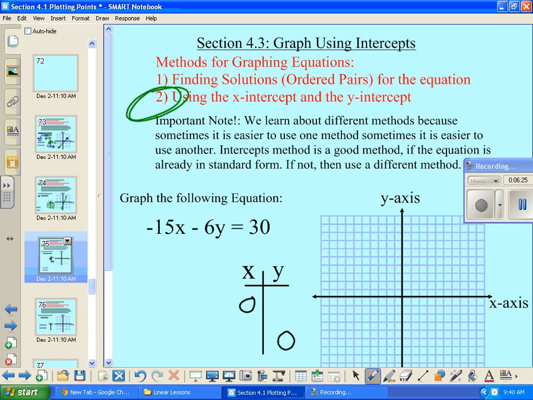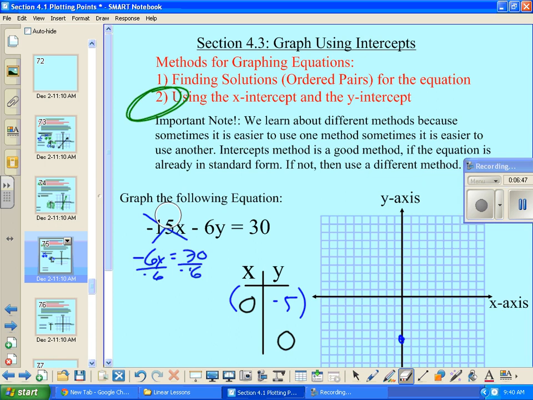If I put in 0 for x, essentially this term with x is just going to cancel out because 0 times anything will be 0, it'll go away. So now I have -6y equals 30. Divide both sides by -6, and I get y equals -5. So my y-intercept is -5. 1, 2, 3, 4, 5. There's my y-intercept, down 5.